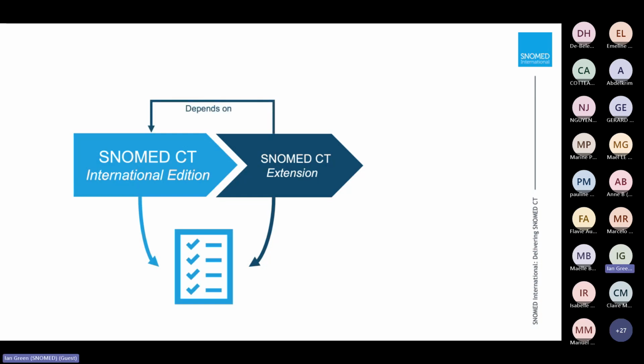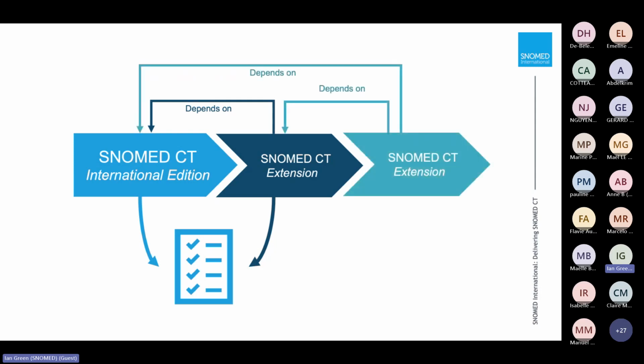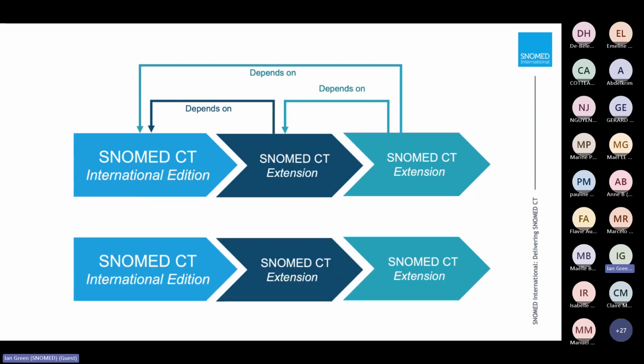Right, but each of them has a dependency on the other. So if you're building an extension, it has to be dependent on the international release. So you can't build a SNOMED extension in a vacuum. It has to be part of or linked to, dependent on the international release. The same if you build a separate extension, it still has to be dependent back on the international edition.